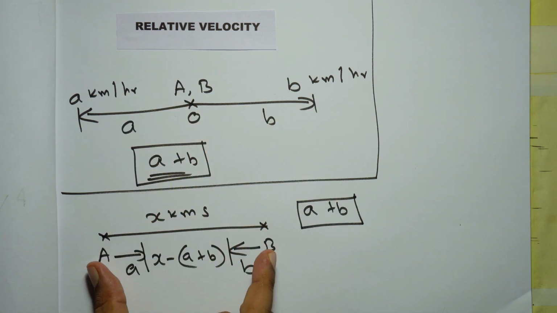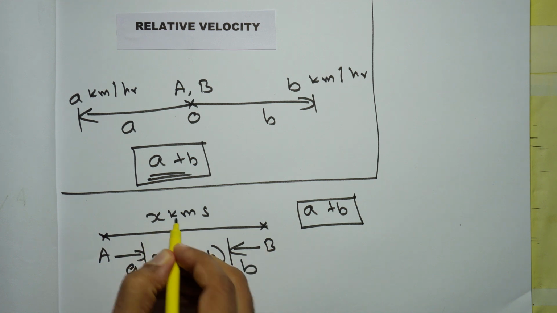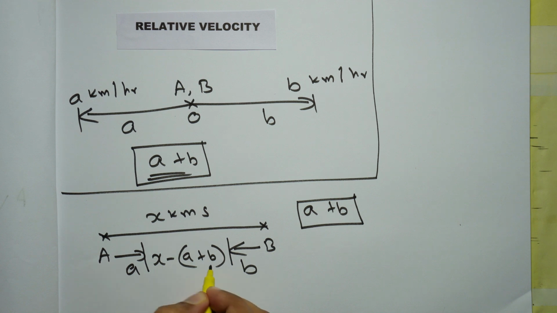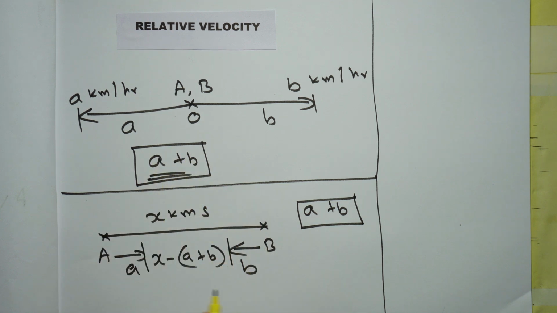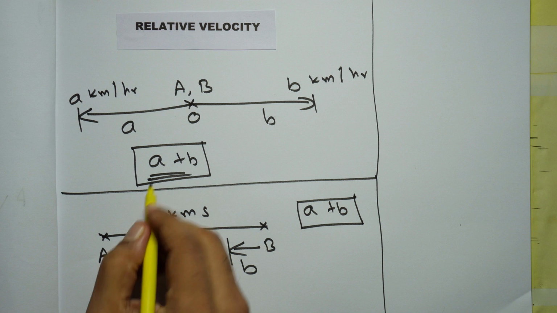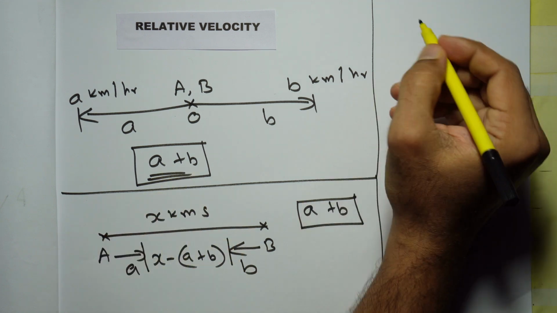In the first case they are getting separated by A plus B kilometers every hour. In this case they are getting closer by A plus B kilometers every hour. Initially it is x, after 1 hour it has become x minus A plus B. They have got closer by A plus B kilometers. Now it doesn't matter if they are getting closer or if they are getting separated. In both the cases relative velocity is always A plus B, because distance between them changes by A plus B kilometers per hour. Now let us look at one more case.